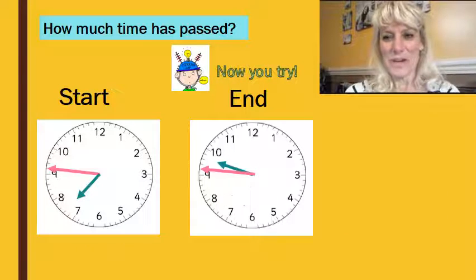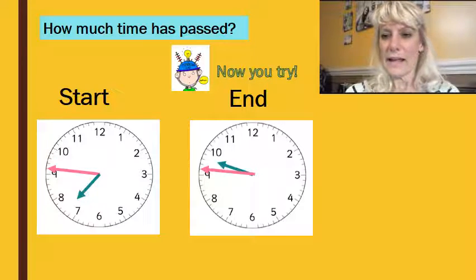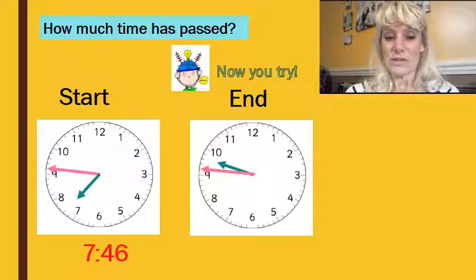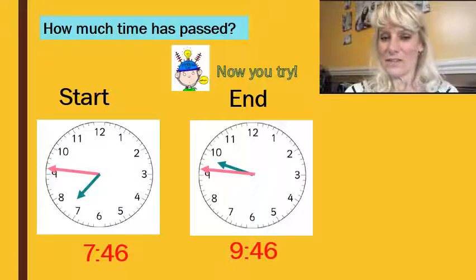All right, go ahead and try it, pause it, and come on back. Okay, I'm looking at my start time and I realize that the minute hand is past the 6, which means that my hour hand is in between the 7 and the 8, so I know that this time is 7:46. I notice my ending time's minute hand is also on the 46. That makes my hour hand in between the 9 and the 10, which means it has not reached 10 yet. So my time is 9:46.